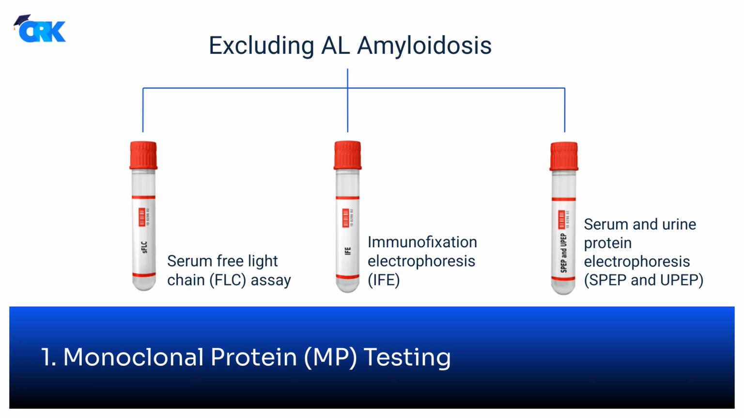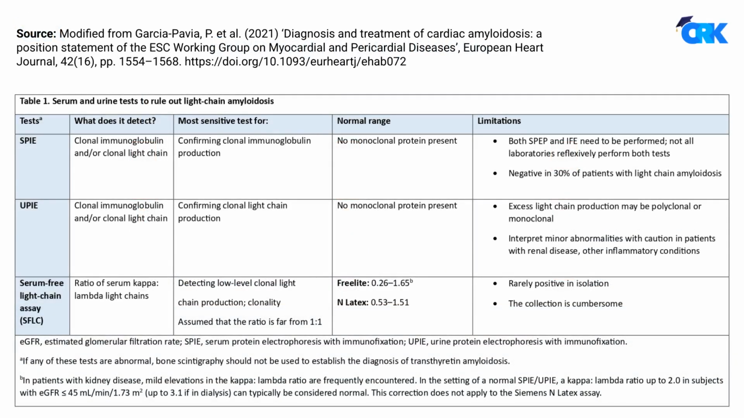Failing to rule out AL amyloidosis before proceeding could lead to misdiagnosis and delayed treatment, particularly since AL amyloidosis requires urgent intervention with chemotherapy or targeted therapy. Let's now walk through these 3 key diagnostic tests.